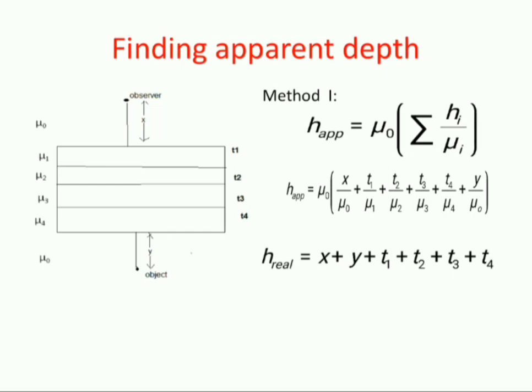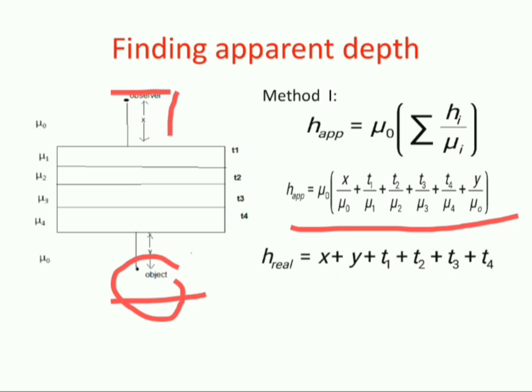Okay, expand it. If I start from the position of the observer till I reach the object, first I am covering a distance x in the medium mu naught. So h apparent is equal to mu naught, the medium in which the observer is present, open the bracket, x by mu naught plus, next I am entering a medium mu1 whose thickness is t1. So t1 by mu1, t2 by mu2, t3 by mu3 until you reach the object. This will give you the apparent distance.